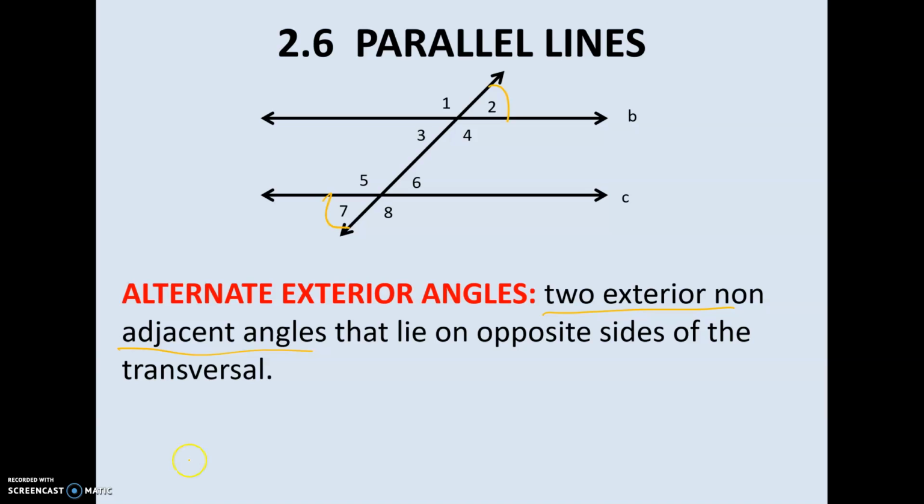What is another set of alternate exterior angles? Yes, angle 1 and angle 8 would be alternate exterior angles because they are on opposite sides of the transversal and they are both exterior angles that are non-adjacent. They do not share a vertex. Excellent.